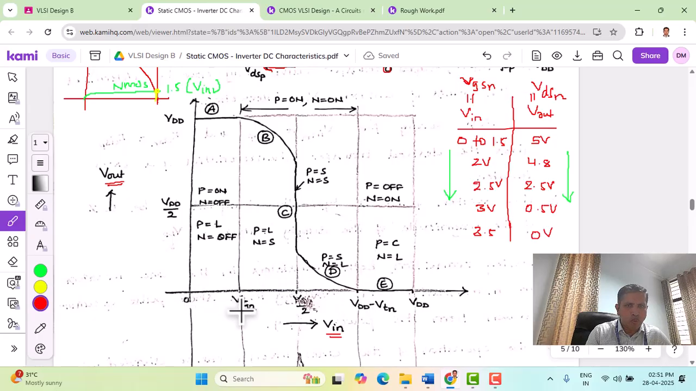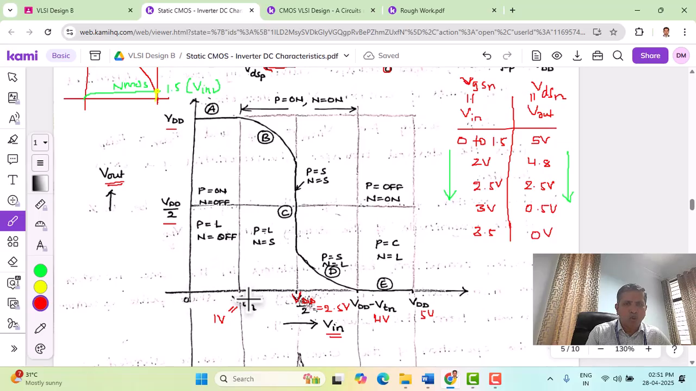From 0 to VTN, this value is 1 volt, and here we have VDD by 2, which is 2.5 volts, and VDD minus VTN, which is 4 volts, and lastly VDD equals 5 volts. Like this we can divide the x-axis in this way, and the y-axis is divided into just two values, VDD by 2 and VDD. Now we can plot the transfer characteristics.